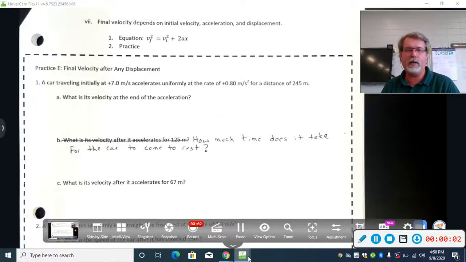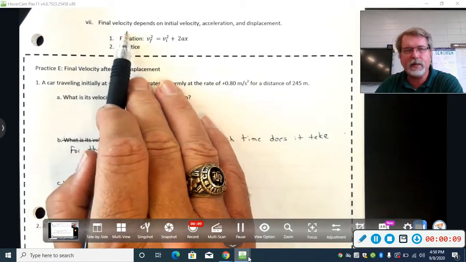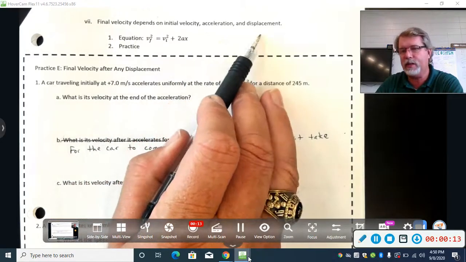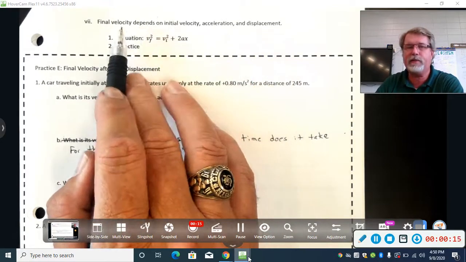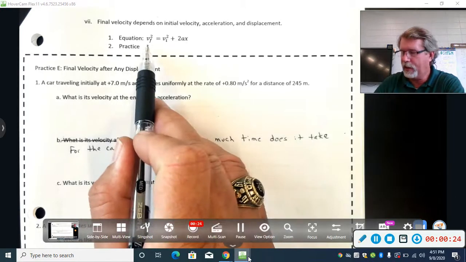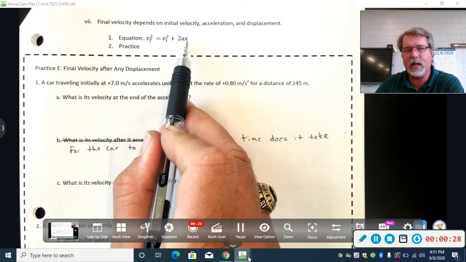Hi guys, now we're going to look at practice E in your note packet, and for practice E we're going to solve for the final velocity, which is dependent on initial velocity, acceleration, and displacement. The last problem we solved for final velocity, which was dependent on acceleration, initial velocity, and time. So we have a little different expression here: VF squared equals VI squared plus twice the acceleration times the distance in which that acceleration occurred.